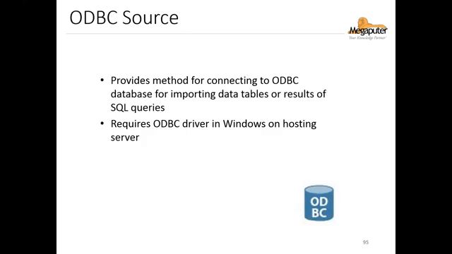Finally, the Open Database Connectivity, or ODBC source node, allows us to load from a database and import data tables or the results of SQL queries. To access a database source using this node, you will need to have an ODBC driver on the same Windows machine where the PolyAnalyst server is installed. However, the database's file source can be on any machine as long as it's on the same network as the PolyAnalyst server.